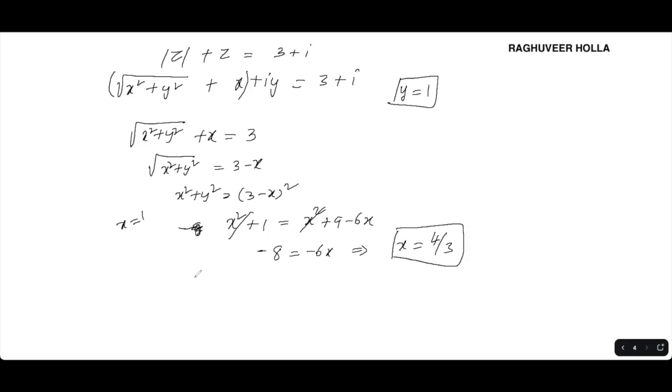So we need what is mod of z. So z is 4 by 3 plus i, right? So mod z will be the square root of 4 square, which is 16, and 3 square, which is 9, plus 1. So this is root 25 by 9, right? Which is 5 by 3, the best possible answer.